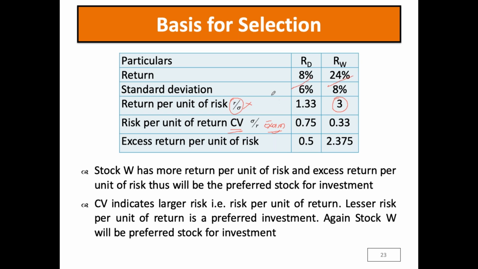Ulta karenge. So in first case, what would I be doing is 6 by 8 and 8 by 24. And definitely इसमें क्योंकि हमने reciprocal किया है, yes, now it's lower. So lower is better. So once again I can say कि better proposition has been offered by W.